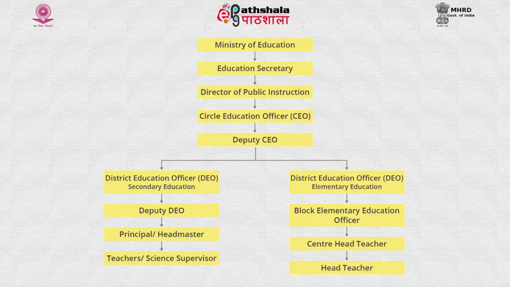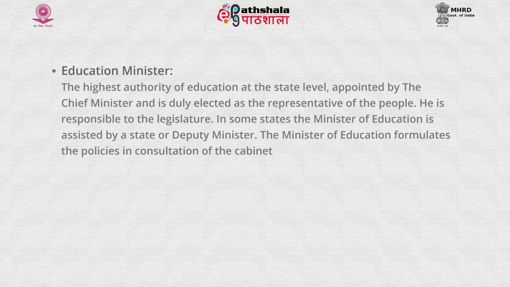The structure of the educational administrative setup at secondary education can be seen through this flowchart. Going down the hierarchy, first comes the education minister, the highest authority of education at the state level, appointed by the chief minister and duly elected as the representative of the people. He is responsible to the legislature.